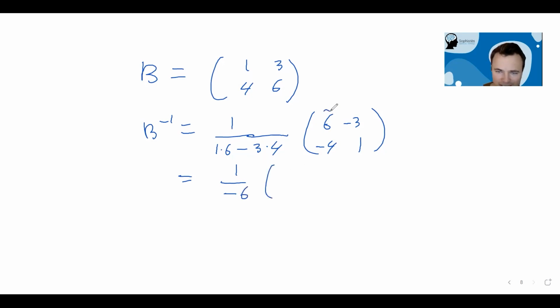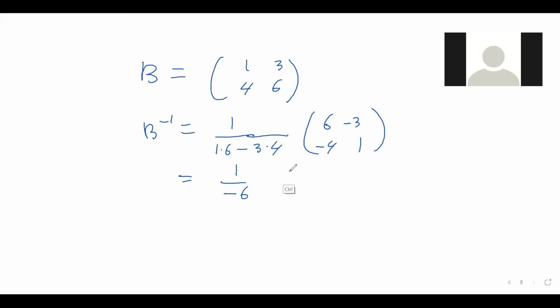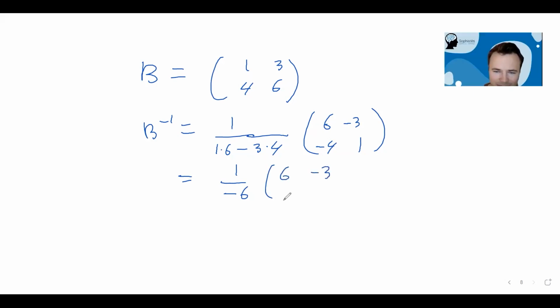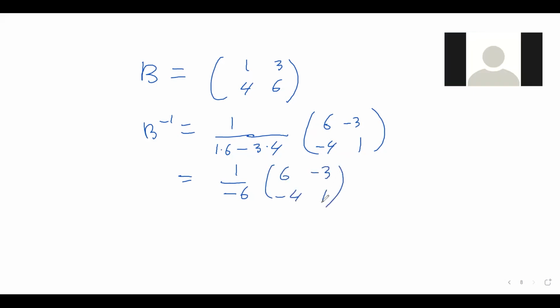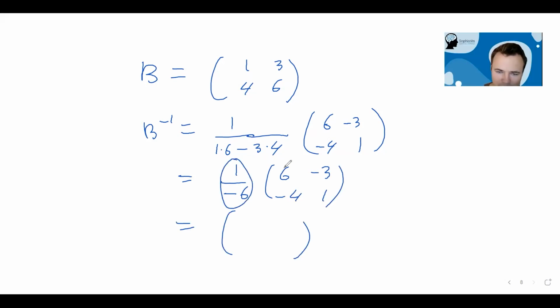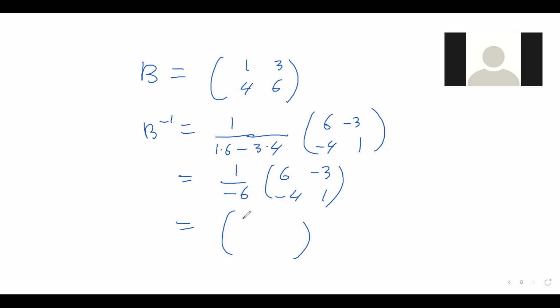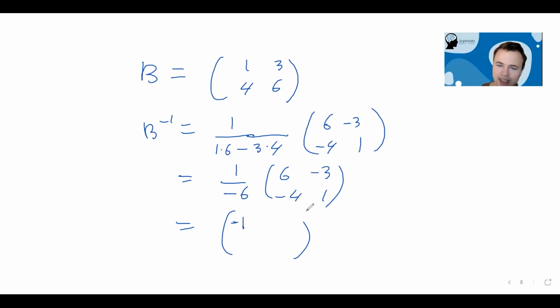And then 6 divided by minus 6 is, oh, sorry, I was one step too far. I just copied it. No, it's okay. And then minus 1 over 6 times 6 is negative 1. And then a negative 1 over 6 times minus 3 is a half.